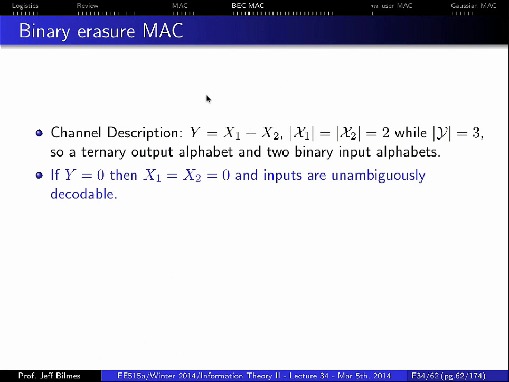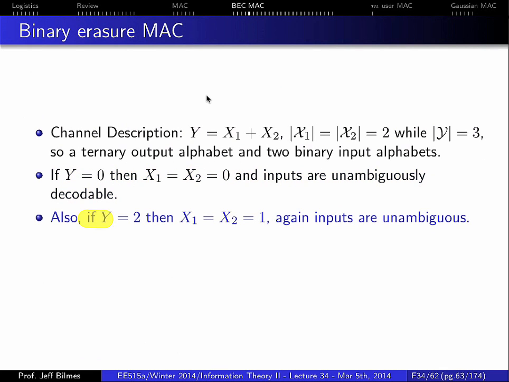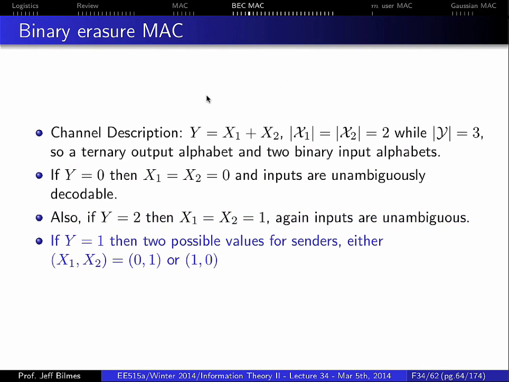So if y is equal to 0, then we know exactly that x1 and x2 must have both been 0. And if y is equal to 2, then we know that x1 and x2 were both equal to 1. But in the case that y is equal to 1, we don't know which of two cases it was. It could have been the case that x1 was 0 and x2 was 1, or it could be that x1 was 1 and x2 was 0. We can't distinguish between these two cases, so it's very similar to a binary erasure channel. In that case, when we receive a 1, we just have to give up. We don't know what to do.